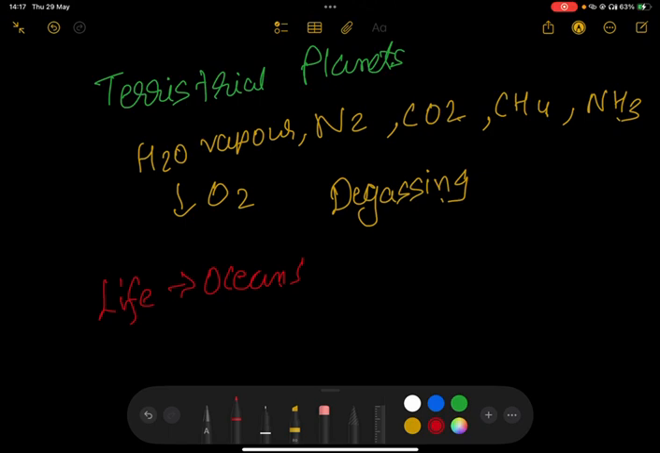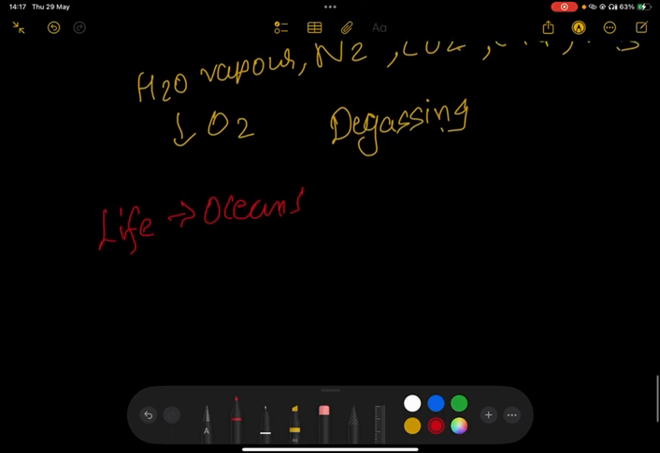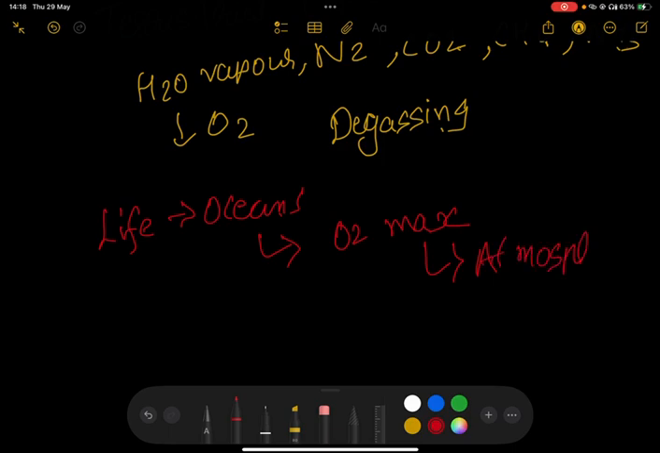Oceans began to contribute oxygen through the process of photosynthesis. Eventually, oceans were saturated with oxygen. Oceans were saturated with oxygen 2000 million years ago, and oxygen began to flood into the atmosphere. The oceans' oxygen-bearing capacity was at maximum, and thus oxygen came to the atmosphere.